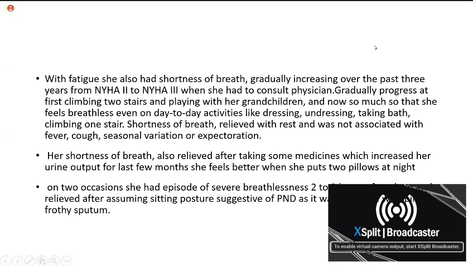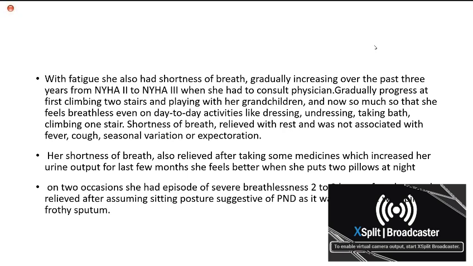With fatigue, she also had shortness of breath, gradually increasing over the past 3 years from NYHA 2 to 3, when she had to consult a physician. Gradually progressing, at first climbing 2 stairs and playing with her grandchildren, and now so much so that she feels breathless even on day-to-day activities like dressing, undressing, taking baths, climbing one stair. Shortness of breath relieved with rest and was not associated with fever, cough, seasonal variation, or expectoration. Her shortness of breath also relieved after taking some medicines which increase her urine output.